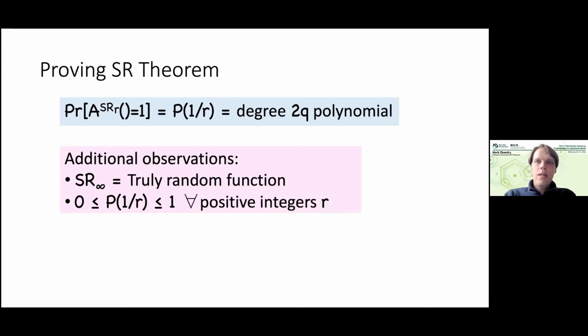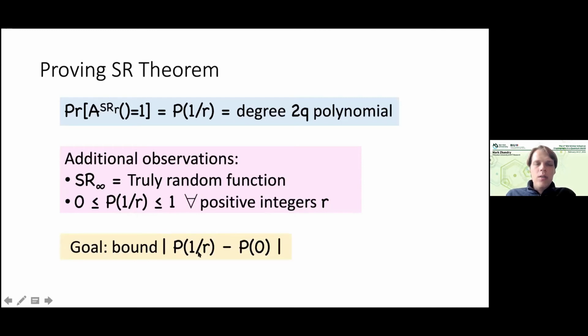So every input maps to a unique index and therefore gets an independent sample. So SR infinity is actually a truly random function. This is important. The other fact that we'll need is that our algorithm A is an algorithm, meaning its output is a well-defined probability distribution for any integer R. So for any integer R, I consider the small range distribution. I know that my algorithm has a well-defined output distribution, and that means that this polynomial representing the probability of a particular output has to be between 0 and 1.